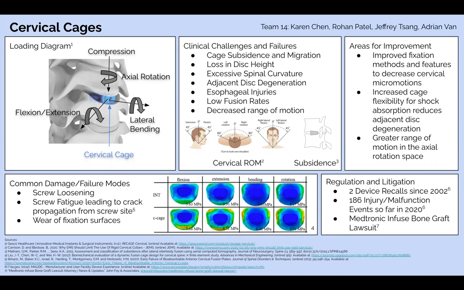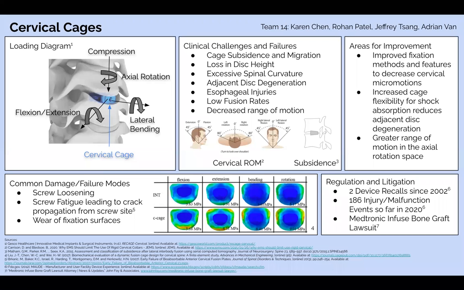Cervical cages are subject to four modes of loading: compression, axial rotation, lateral bending, and flexion or extension. Axial rotation occurs when we look left and right, such as when we cross the street. Lateral bending occurs when we tilt our head side to side, such as when we hold a phone between our shoulder and ear. Flexion occurs when we nod or tilt our head down. Extension occurs when we tilt our head back.